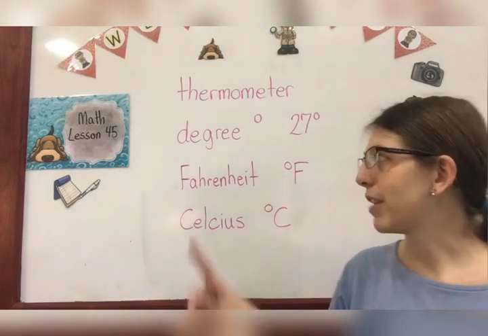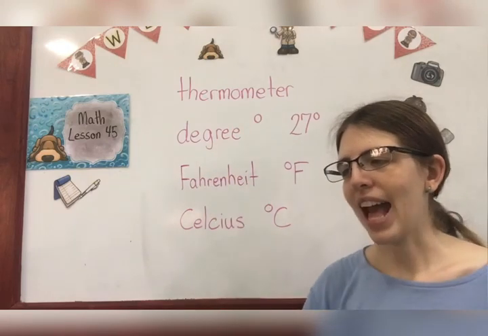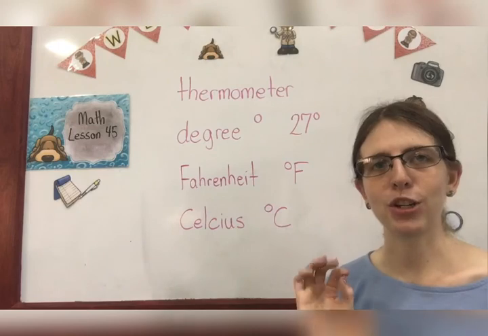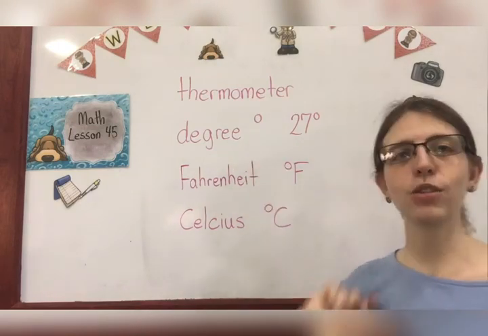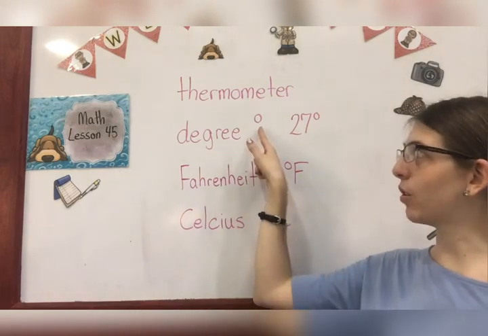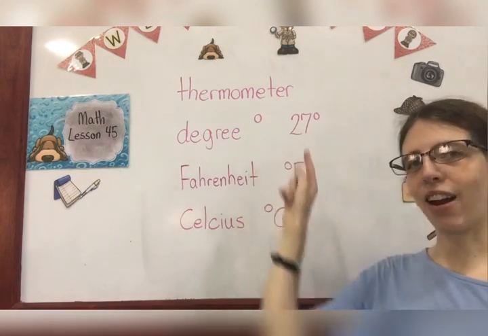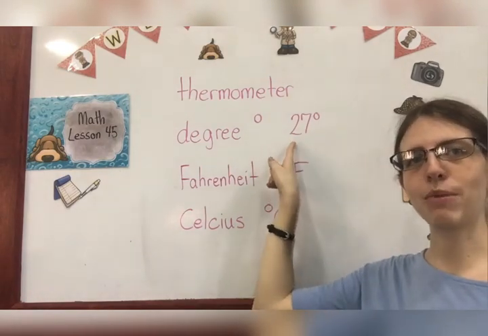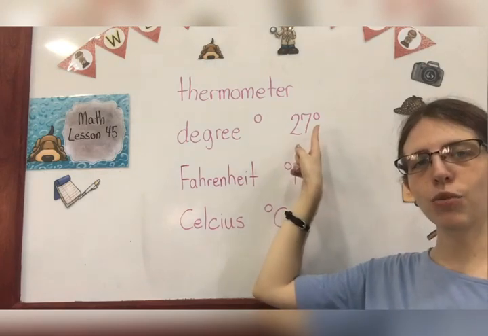We use something called a degree as the unit to measure the temperature. Anytime you give a temperature, you have to use this degree symbol. That's this little circle that is up in the air. So we use it like this. If it's 27 degrees outside, we write 27 degrees.